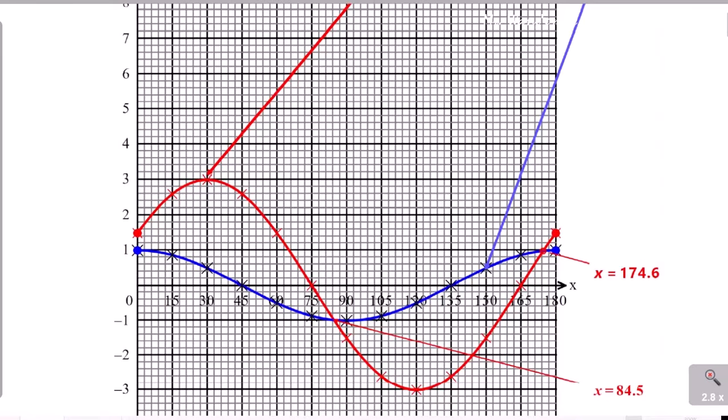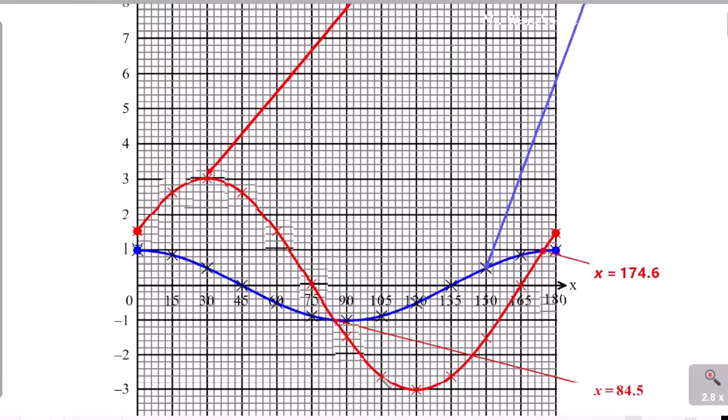The scale is already given, and you are required to use the values you're given there. So the y-axis, 1 centimeter to represent 1 unit, you can see the scale 1, 2, 3. Then the x-axis, 1 centimeter represents 15 degrees. So plot all the values. All the values, you can see they are plotted there.